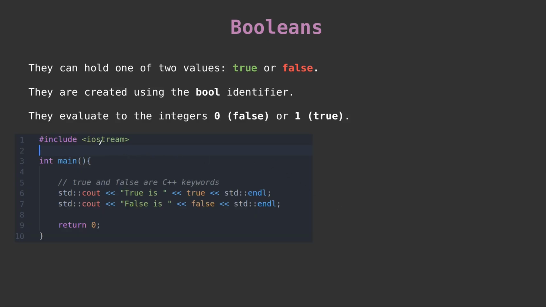So considering the following program, this would output this output here. So you can see that true is evaluated as 1, whereas false is evaluated as 0.